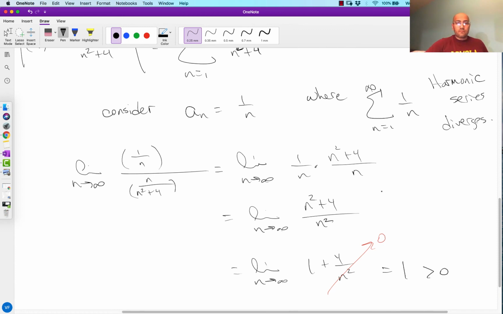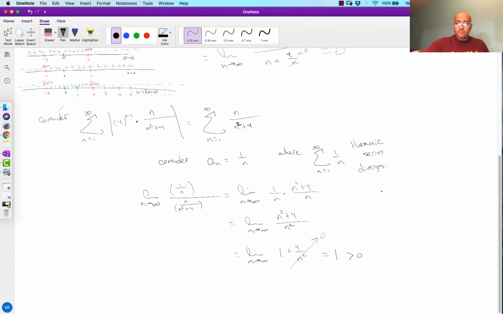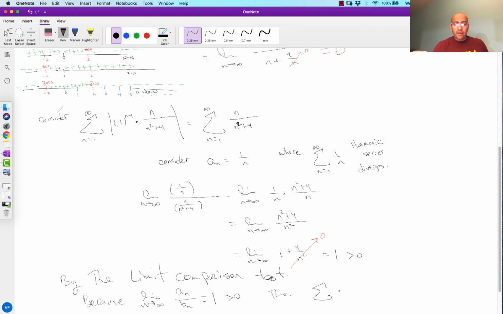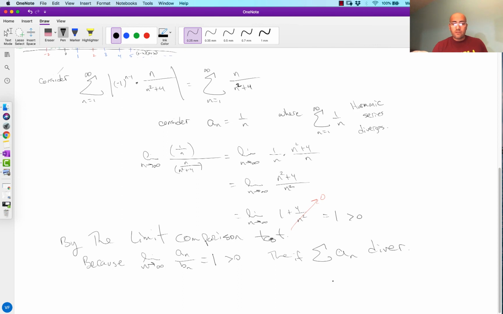So by the limit comparison test, because the limit as n goes to infinity of a sub n over b sub n equals 1, which is a constant greater than 0, then it must be true that if a sub n diverges, so will b sub n. Right? That's what the limit comparison tells us.